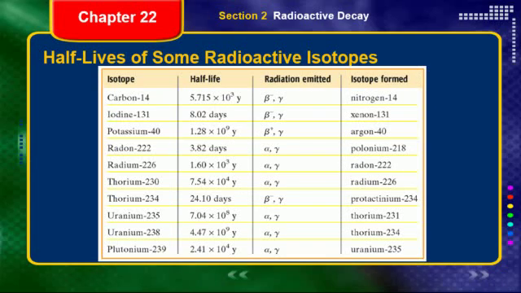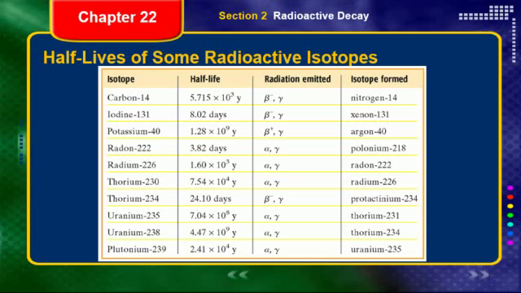So these are some common half-lives of some radioactive isotopes. We have carbon-14, iodine-131, potassium-40, radon-222, radium-226, thorium-230, thorium-234, uranium-235, uranium-238, and plutonium-239. These are some common radioactive isotopes that you may hear from time to time in the news, nuclear chemistry, physics, things like that. And these are their associated half-lives.